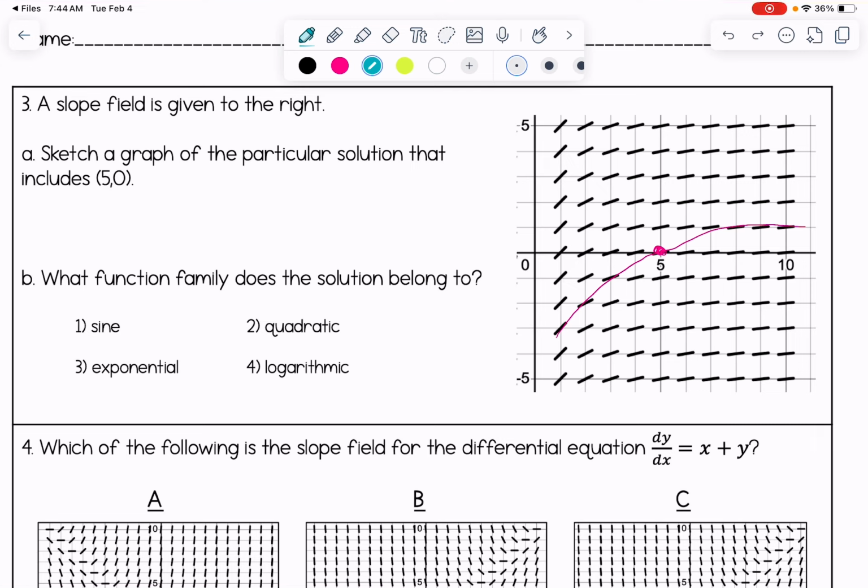In this case, which function family does the solution belong to? Well, we already looked at a sine curve in this video, so this is definitely not sine. We've also looked at choice 3, exponential, and this does not represent that. Quadratic would be like a parabola, and I don't see that U-shaped curve here. So this represents logarithmic or potentially natural log in terms of the function families.